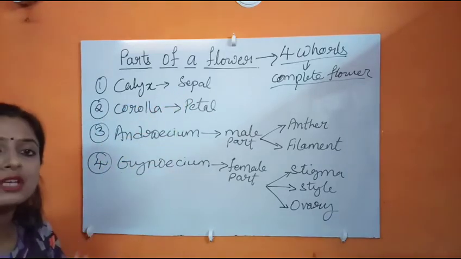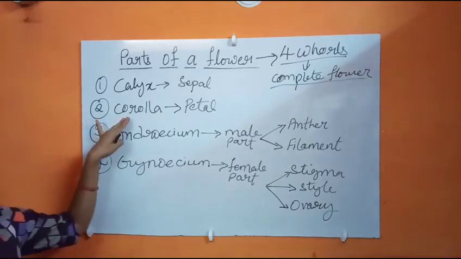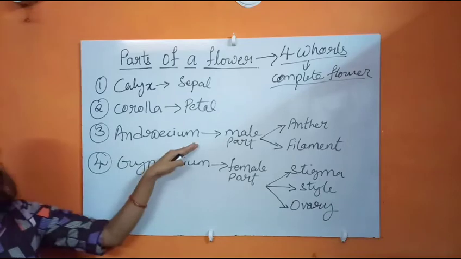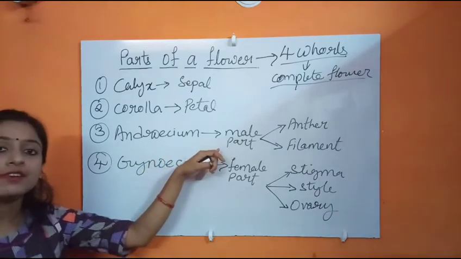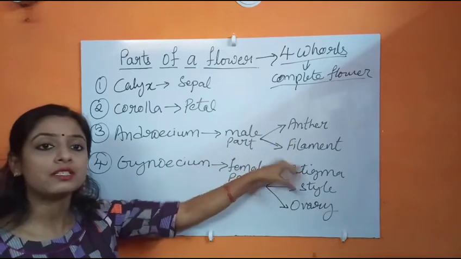So first one is calyx, which is sepal. Sepal is the outermost covering of a bud. Second one is corolla. Corolla is petal. Third one is androecium, which is the male part of the flower, and it contains anther and filament.